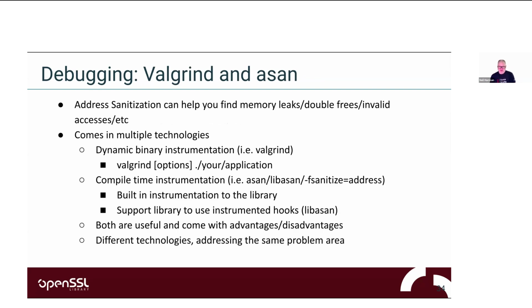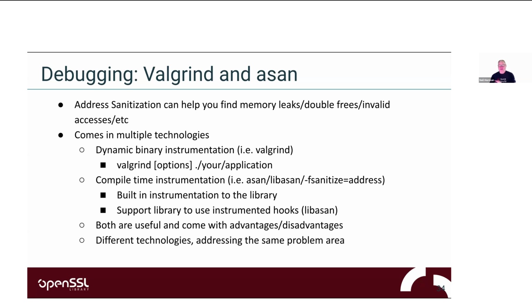Address sanitation in the form of Valgrind and ASAN. These let you find memory leaks, double frees, invalid accesses, etc. They're available in multiple technologies, most notably dynamic binary instrumentation. This is what Valgrind does. It dynamically hooks into your code at runtime and runs your application as a child process, monitoring certain key function calls to detect these sorts of errors.